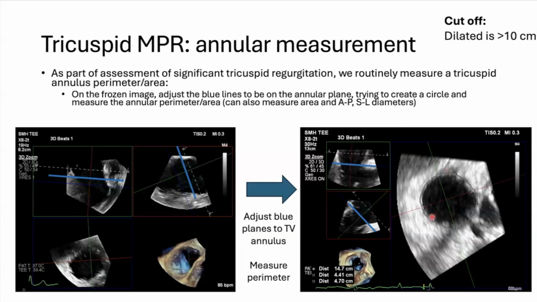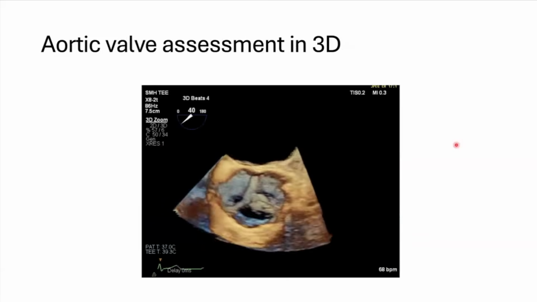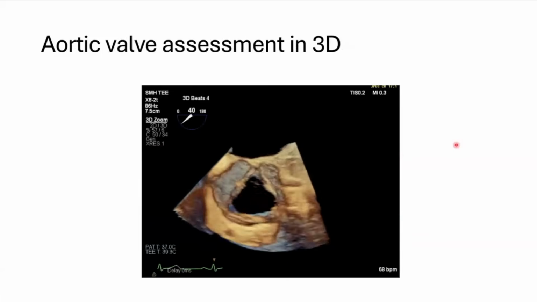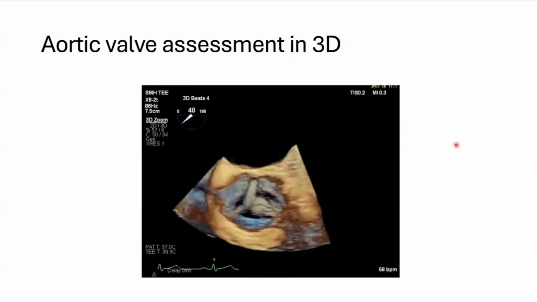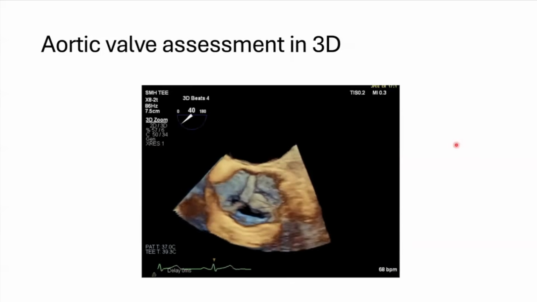Because then we can calculate what an average diameter would be if that perimeter was stretched into a circle-like shape, and then that will inform valve sizing. You can also measure the anterior-posterior and the septal-lateral dimensions as well. Those can be helpful for reporting. In the last few minutes, we'll briefly talk about aortic valve assessment, ASDs, and left atrial appendage assessment.